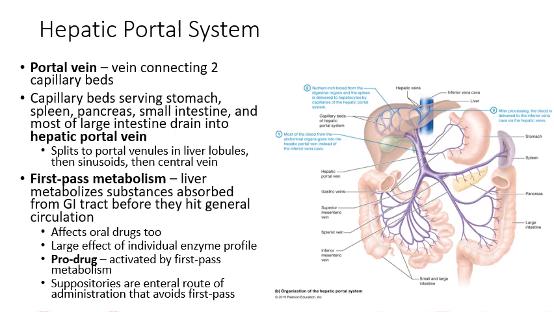And a prodrug, again, is a drug that is activated by the first pass metabolism in the liver. So that means that the CYP enzymes in the liver would actually be acting on that drug to make it active. The drug itself has no effect on the body, but the activated drug that's been metabolized by the CYP enzymes does have an effect on the body. So that's a prodrug.